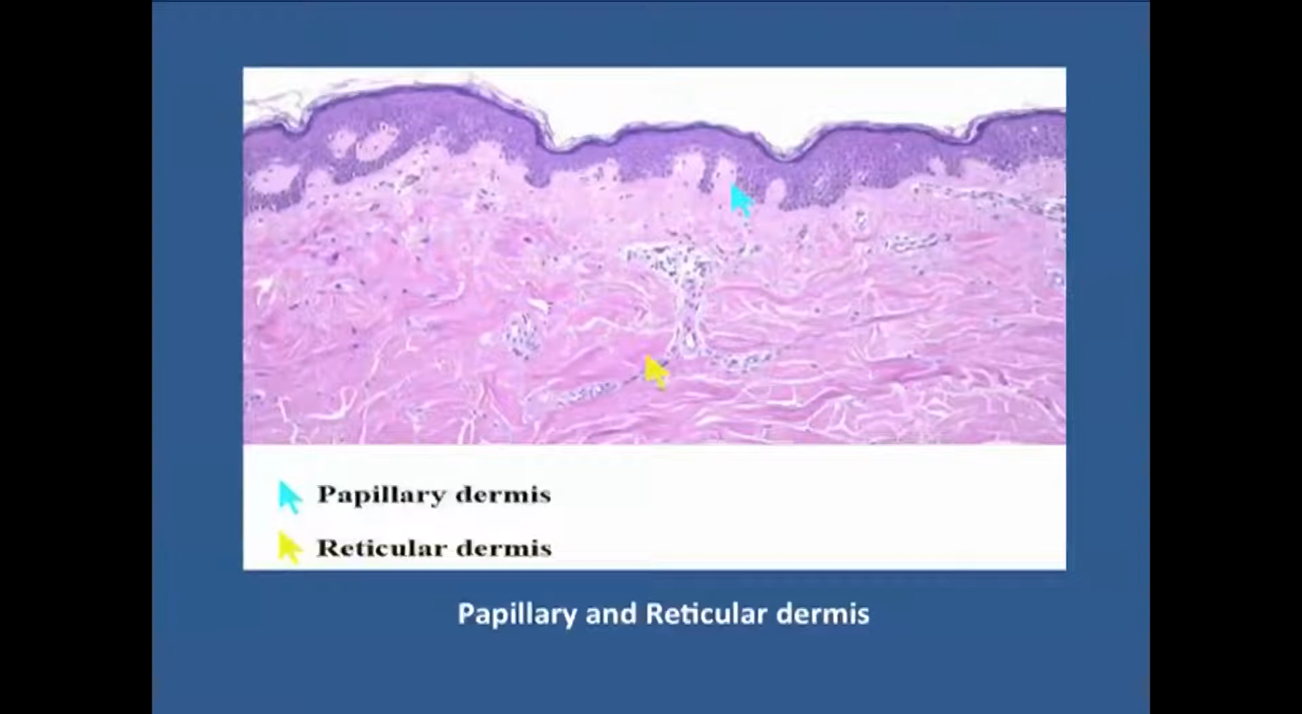Now coming to the next layer, which is the dermis. The dermis is a very living layer because it has the blood vessels and the lymphatics, and broadly it has two different layers. The upper layer is called the papillary dermis and the lower layer is called the reticular dermis, which is more or less in continuity with the connective tissue below.